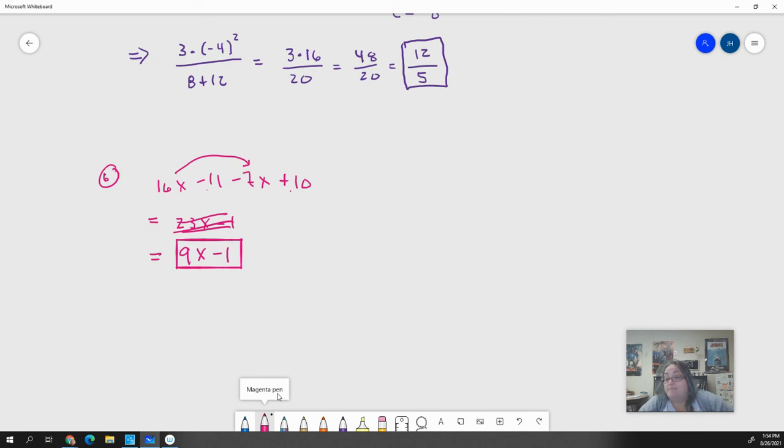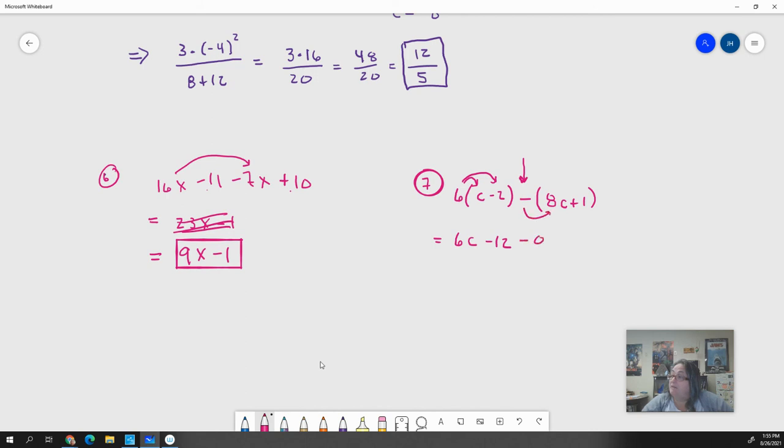If we are looking at, let's say we have 6 parentheses c minus 2 minus 8c plus 1. Before we can solve this, we have to deal with our distribution. And when we're doing that, it means I have to take this and multiply it times c, right? I'd have 6 times c, which is just 6c. Here I would distribute this to the 2, and I would have 6 times negative 2, which is negative 12. When we look at this minus right here, that is like multiplying times negative 1 for each of these, and it's going to change the sign of everything within this parentheses, right? So this is like saying negative 1 times 8c, which is negative 8c. And this is like saying negative 1 times 1, which is just negative 1.